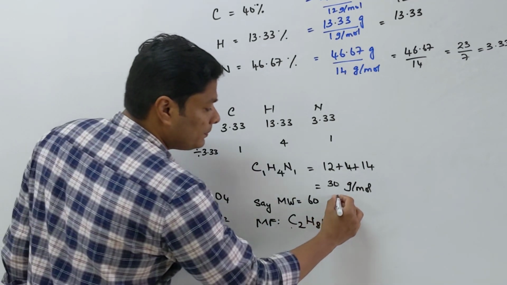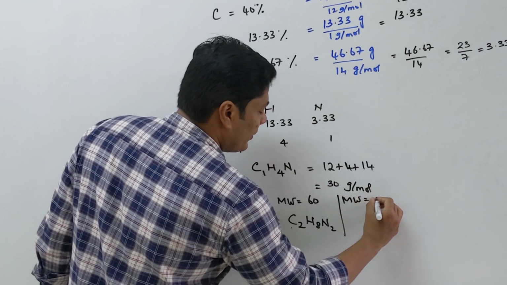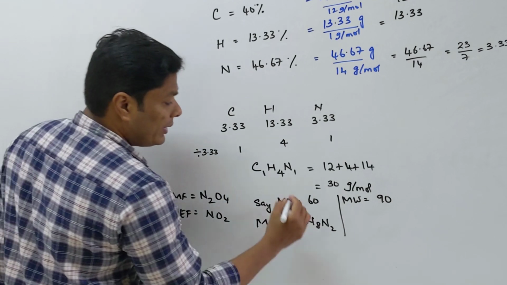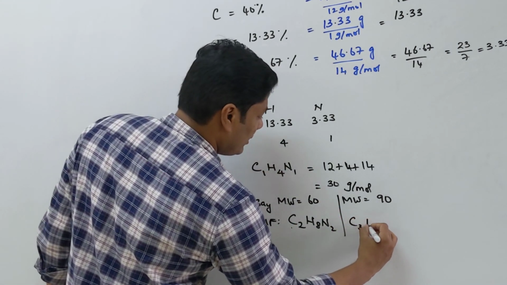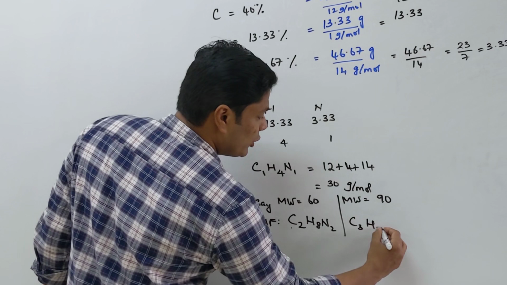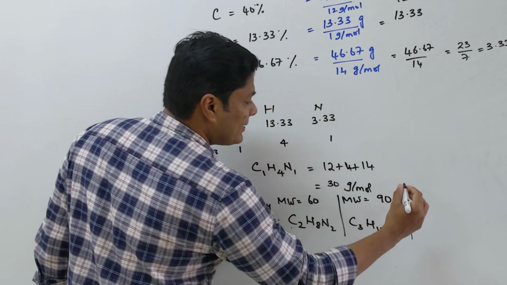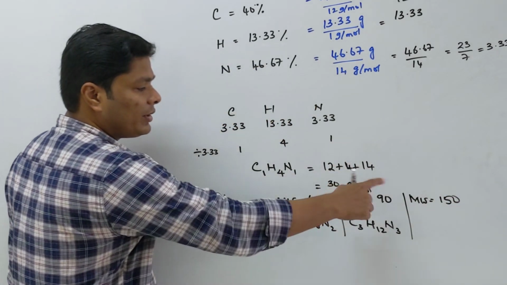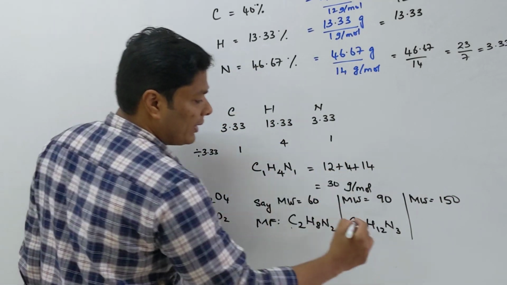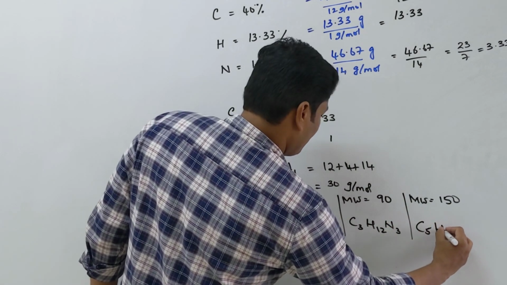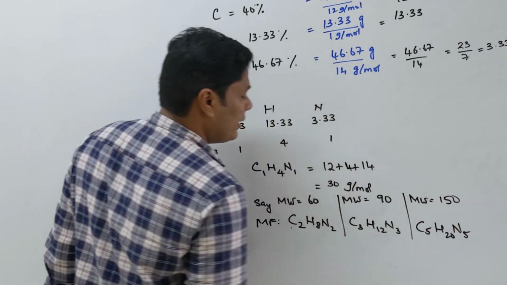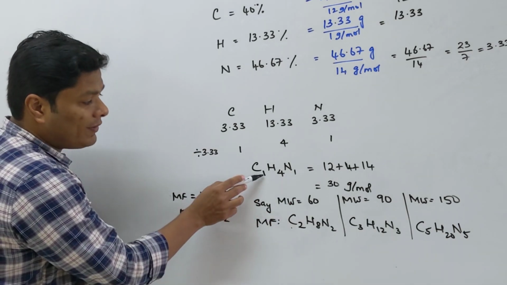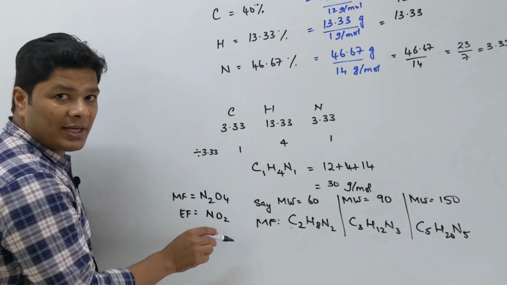Let's say for example the molecular weight is 90. Then what is the factor between 90 and 30? 3. So it will be times 3 of this: C3H12N3. Let's say the molecular mass they give you is 150. The factor between 150 and 30 is 5, so times 5. So it will be C5H20N5. So unless I give you the molecular mass, you cannot calculate the molecular formula, but I can always calculate my empirical formula. This is called an elemental analysis.